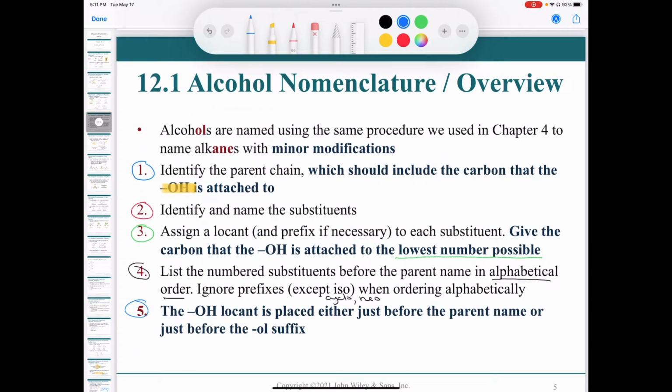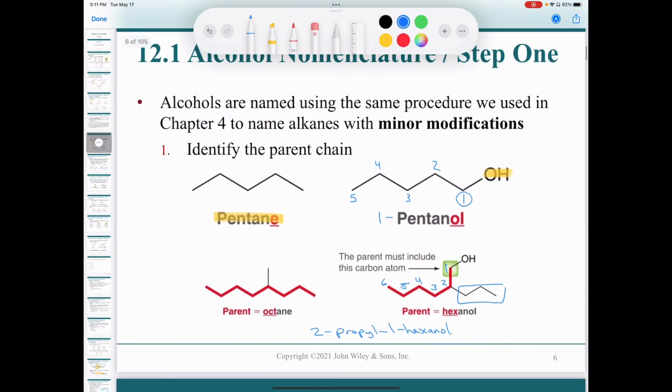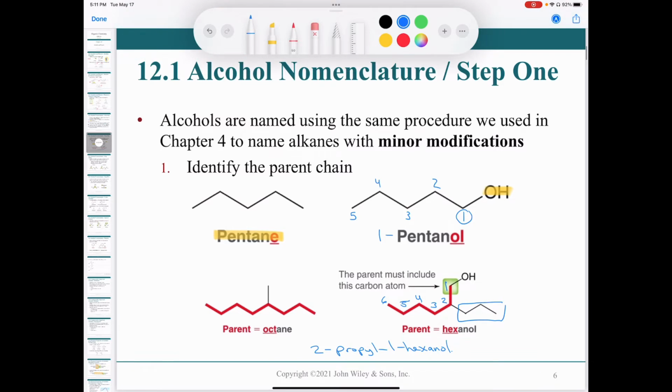And if you remember, rule number 5 said that you can put the locant for the hydroxyl just before the parent name or just before the -ol suffix. An application of that would be, you could call this compound 2-propyl 1-hexanol, or you could call it 2-propylhexan-1-ol. Either one would be completely reasonable.